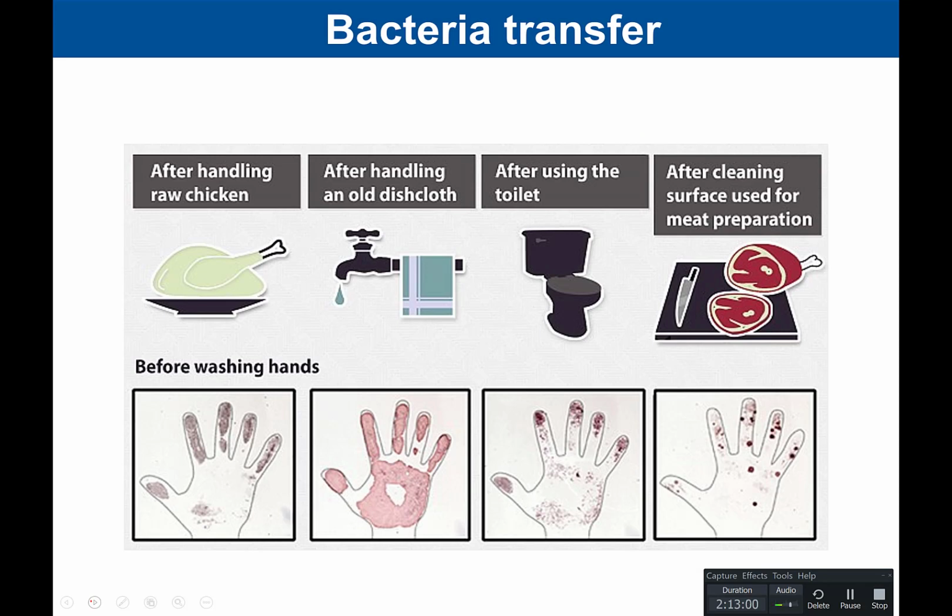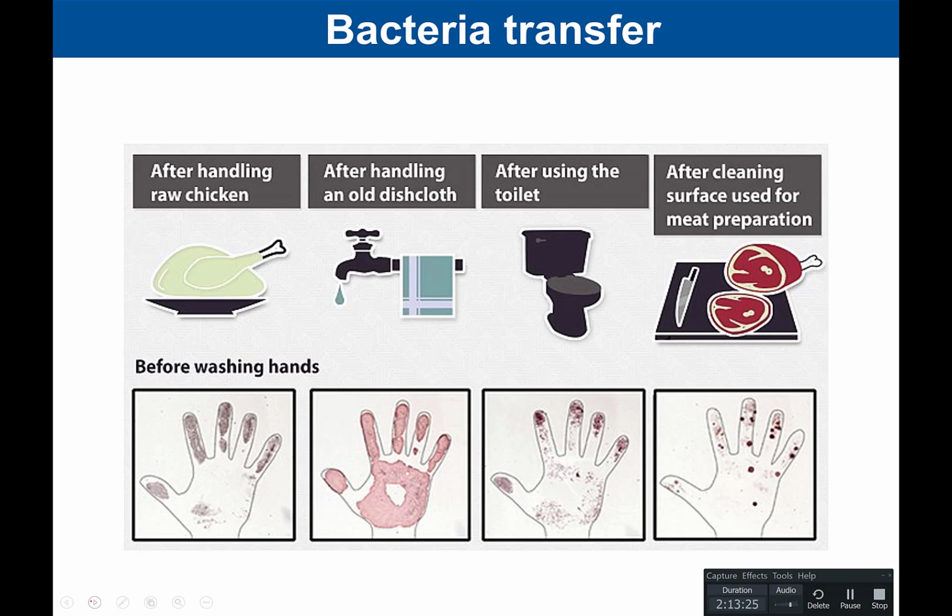So there are several ways that bacteria transfer can happen onto your hand. One way is after handling raw chicken. Raw chicken often has a variety of different bacteria, such as salmonella. And so if you handle raw chicken, you want to be conscientious about not touching other surfaces in your kitchen.